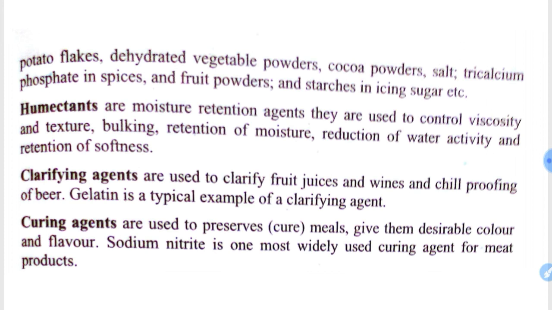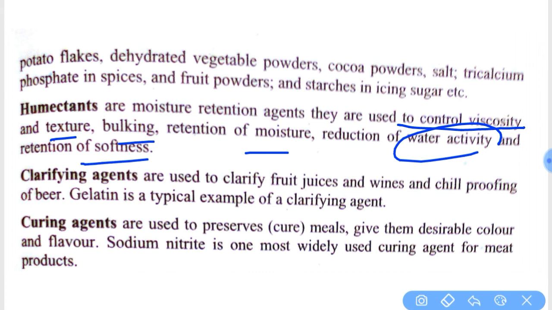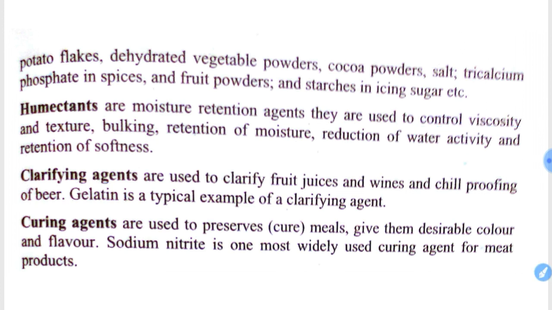salt, are moisture retention agents. They are used to control viscosity, texture, bulking, retention of moisture, reduction of water activity, and retention of softness. Then clarifying agents are used to clarify fruit juices and wines and for chill proofing of beer. So what is the clarifying agent? Gelatin is the clarifying agent. Then curing agents are used to preserve meats and to give proper color to the meats.